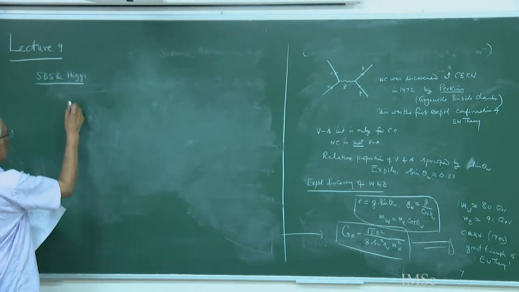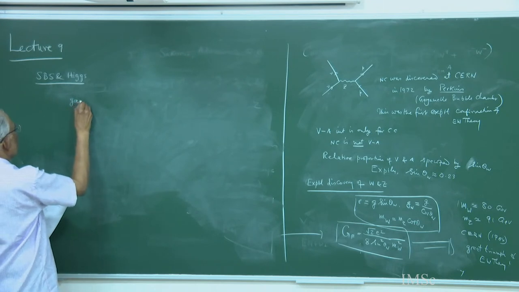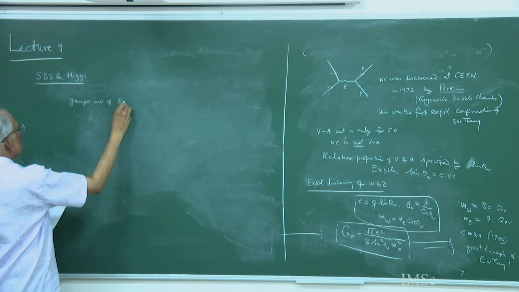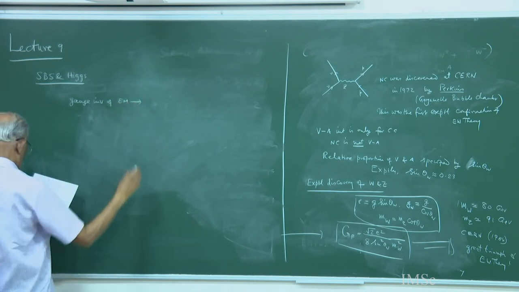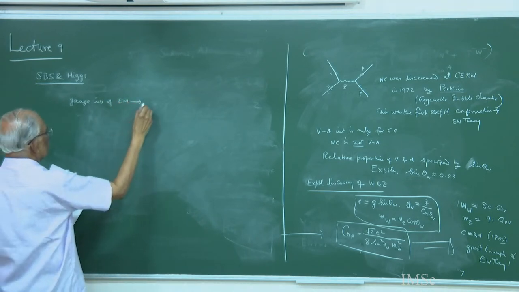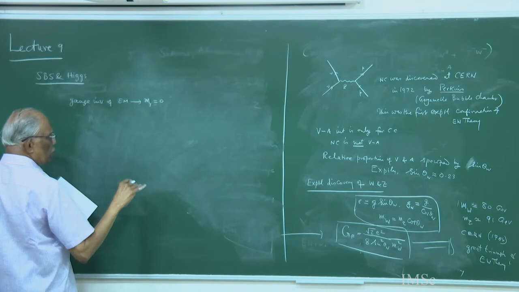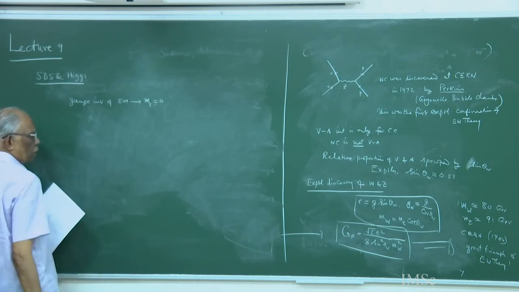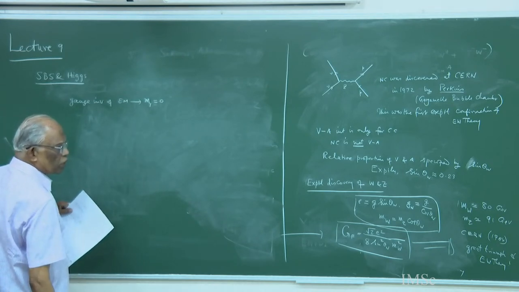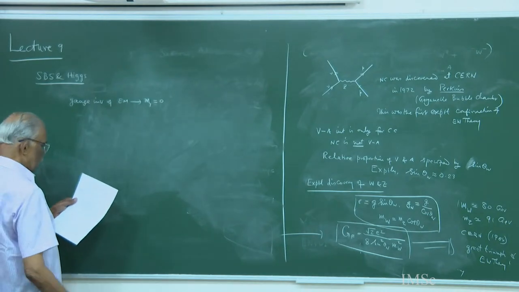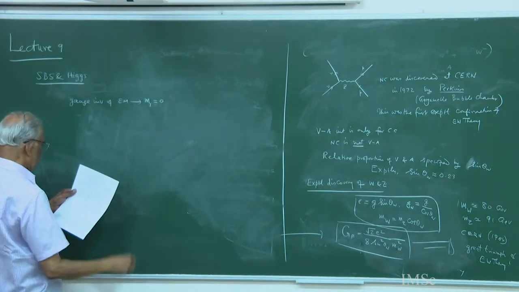So I already mentioned this, again let me repeat. Gauge invariance of electromagnetism leads to a massless photon. If you put a mass term into the Maxwell's equations, you can see that gauge invariance goes first. I will explicitly illustrate it later.